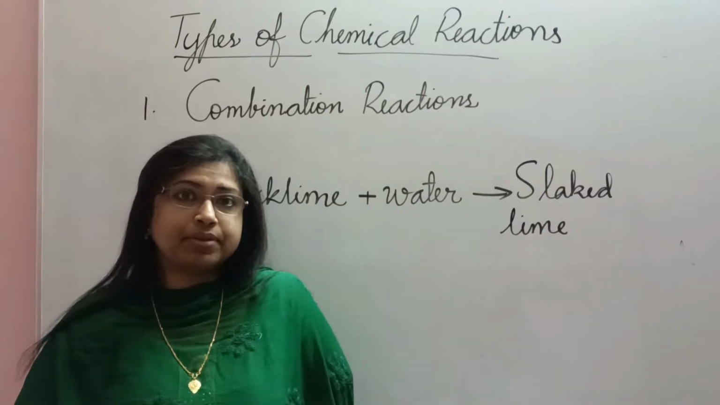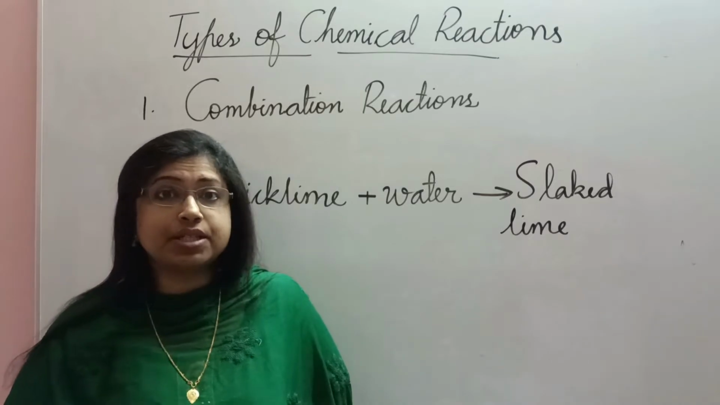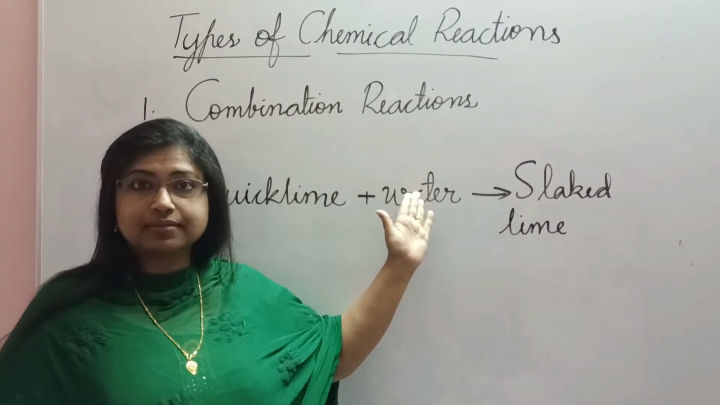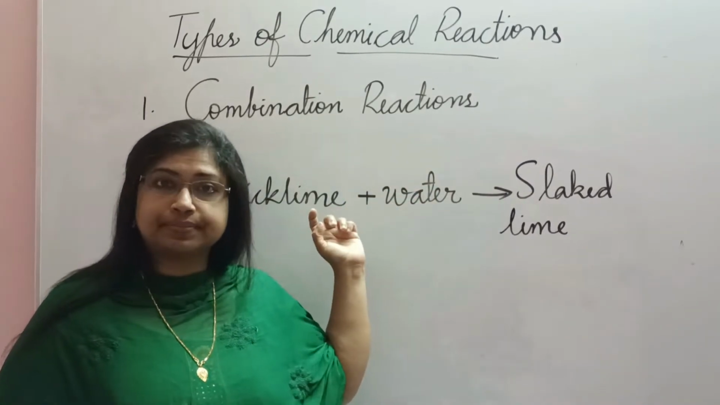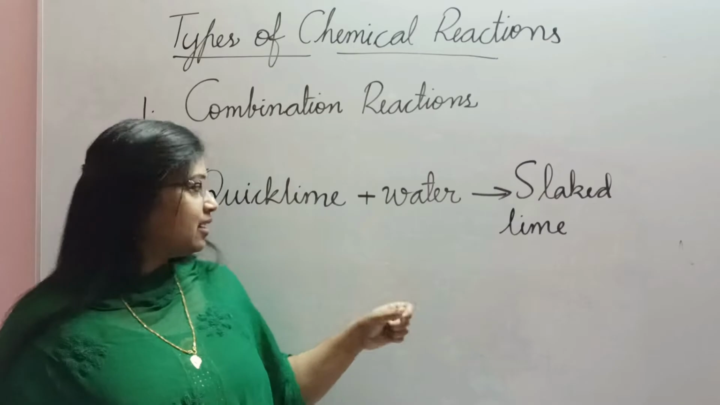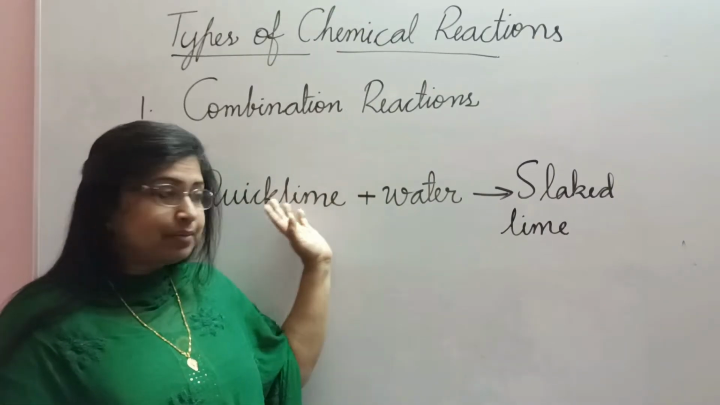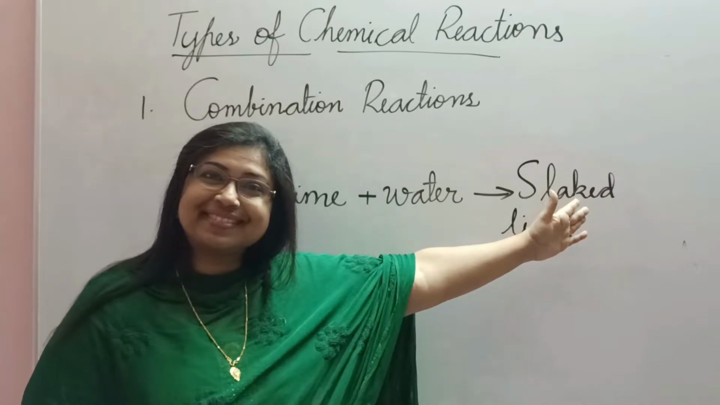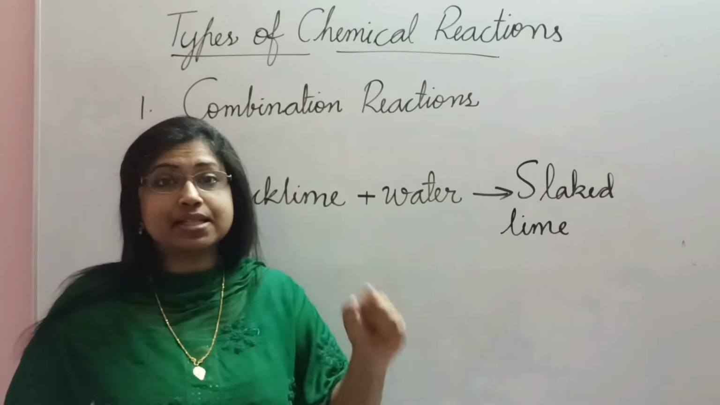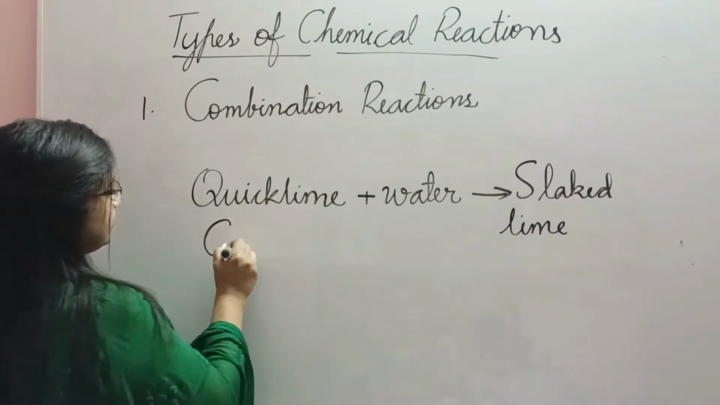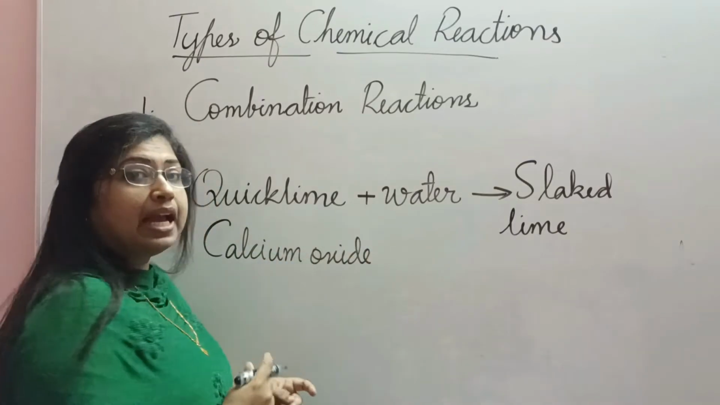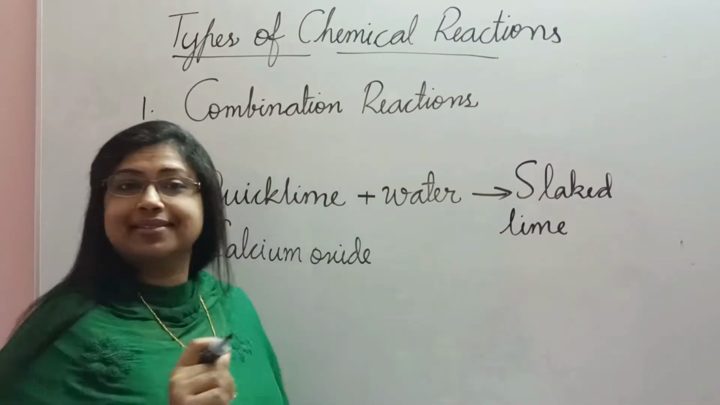Children, a classic example of a combination reaction given in the NCERT textbook is the reaction of quicklime with water. This process is known as slaking of lime. When we use the term lime, remember they are calcium compounds. Then, when we slake quicklime, we will get slaked lime. Now, what are the chemical names of slaked lime and quicklime? Quicklime is calcium oxide, and slaked lime is calcium hydroxide.